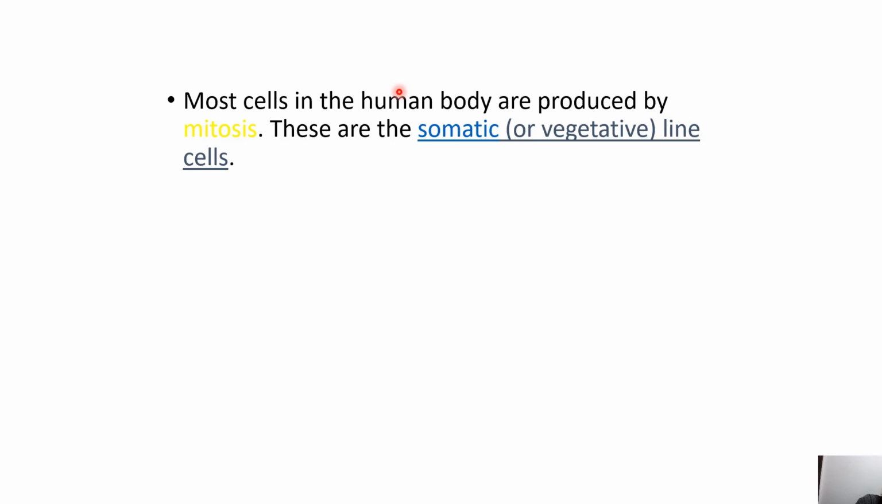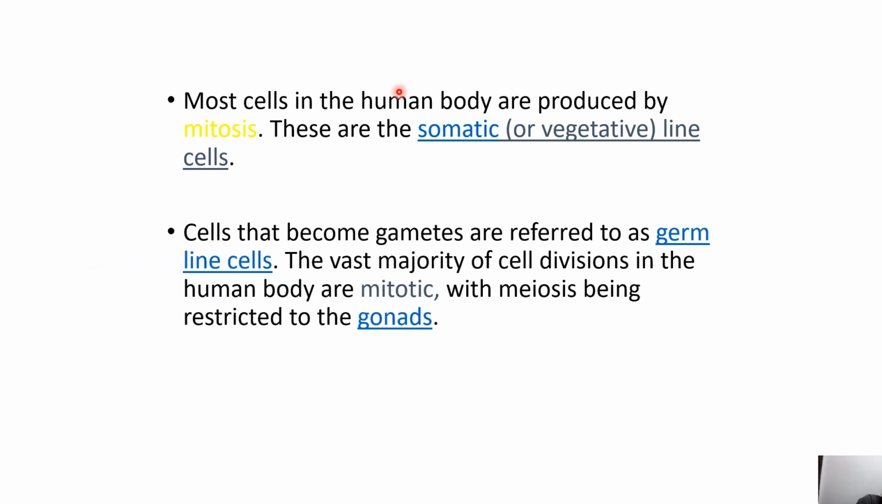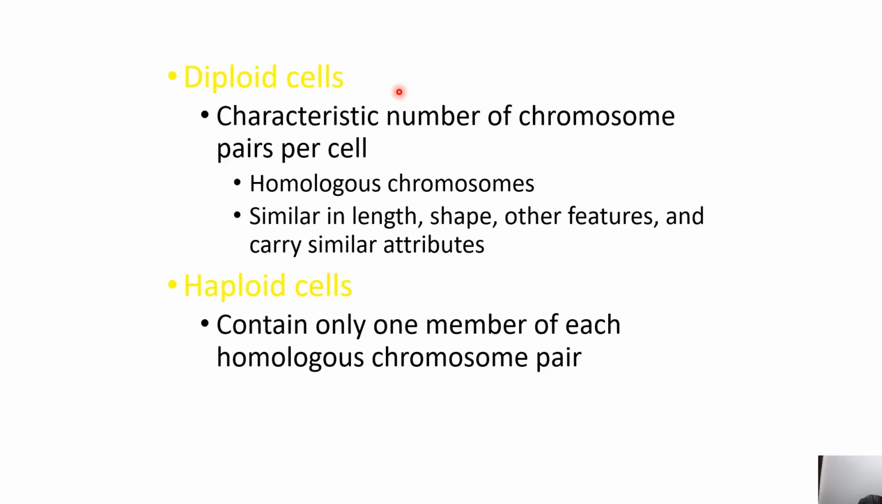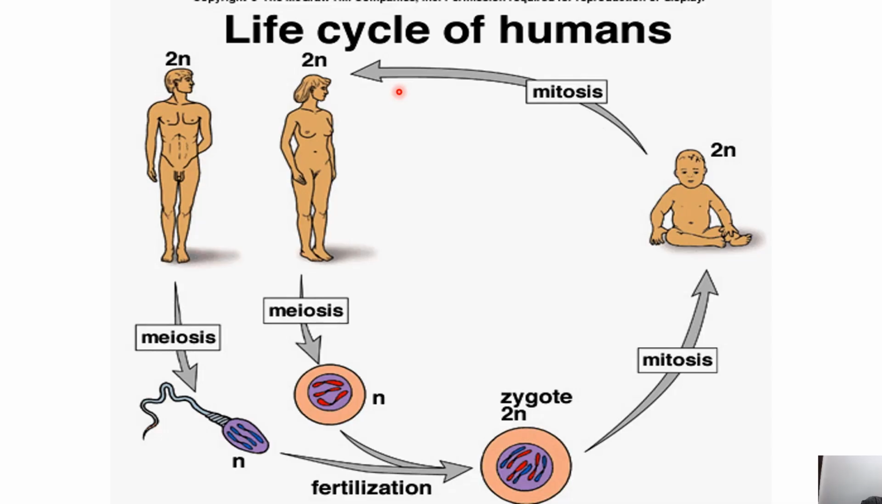So, most cells in the human body are produced by mitosis. These are the somatic line cells. Cells that become gametes are referred to as germ-line cells. The vast majority of cell divisions in the human body are mitotic, with meiosis being restricted to the gonads. And in case of diploid cells, there's a characteristic number of chromosome pairs per cell. Homologous chromosomes are similar in length, shape, and other features, and carry similar attributes. Haploid cells contain only one member of each homologous chromosome pair. Okay, you see over here.